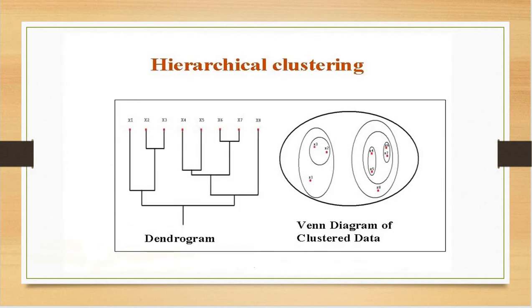Now I will explain hierarchical clustering, what is meant by hierarchical clustering, and then we will learn the 2 Python codes based on k-means clustering and hierarchical clustering. So now hierarchical clustering: this is known as a dendrogram and this is the Venn diagram of clustered data.